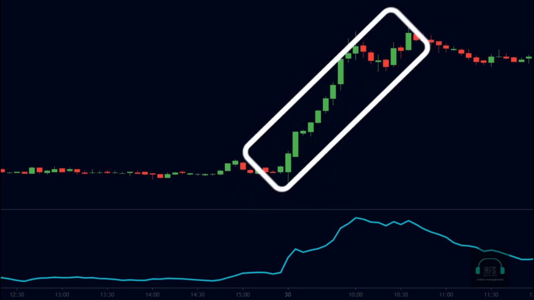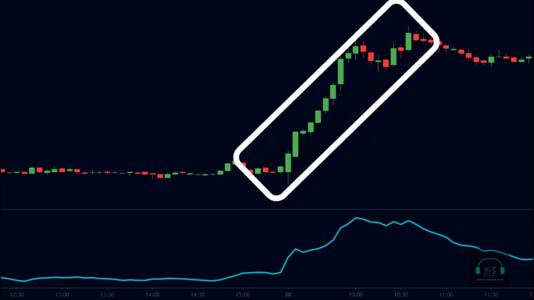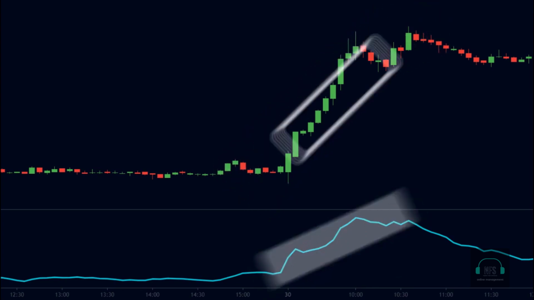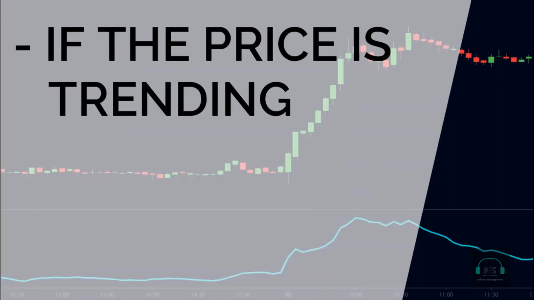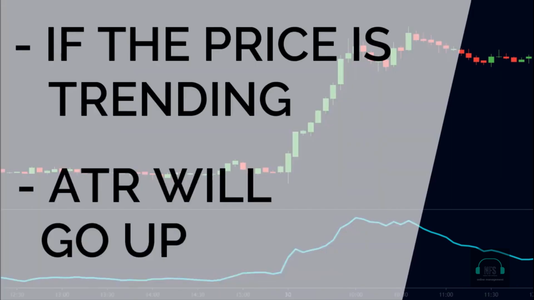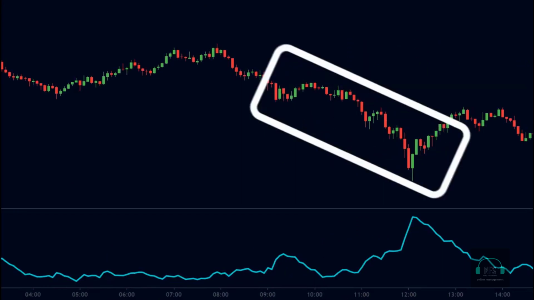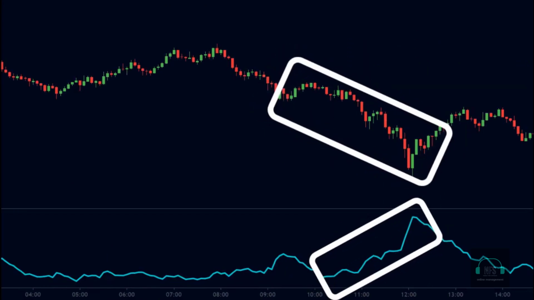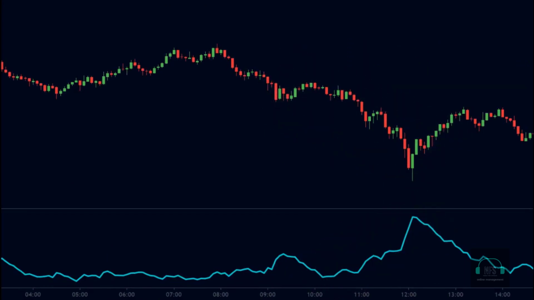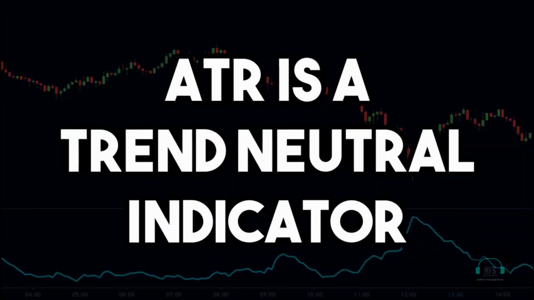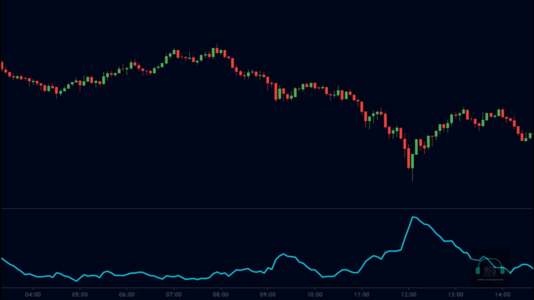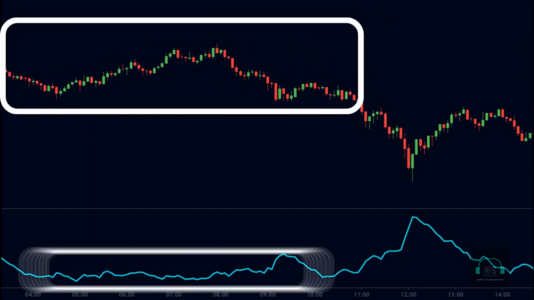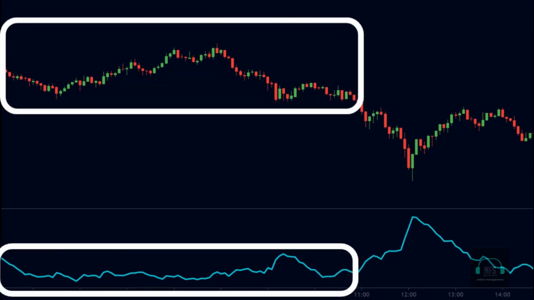When the market is in a strong trend, the ATR will keep on rising and show a high value. It doesn't matter if the price is trending up or down. If the price is trending, the ATR will go up. Even in a strong downtrend, the ATR will go up. Hence, we can say that the ATR is a trend-neutral indicator. When the market is in a sideways and choppy area, the ATR will fall and decrease.